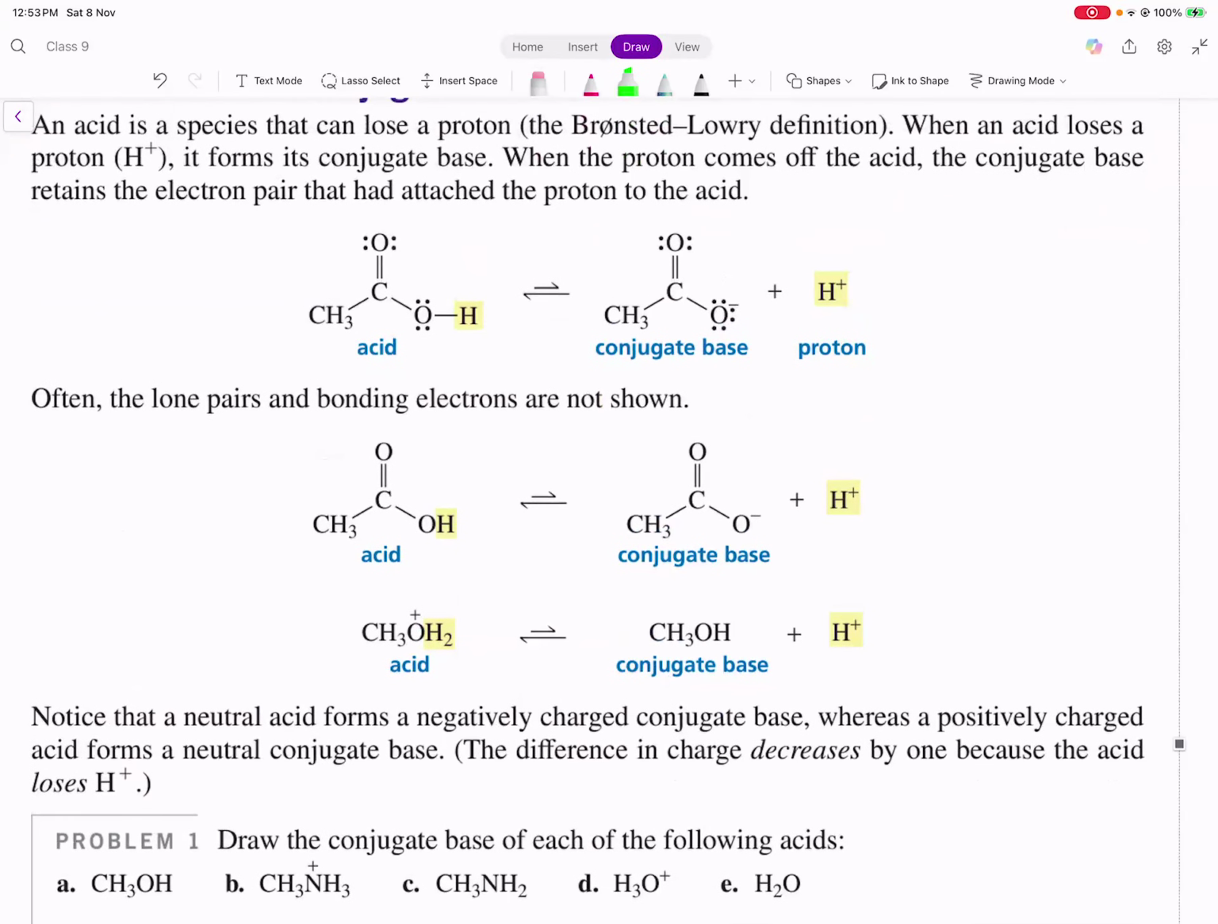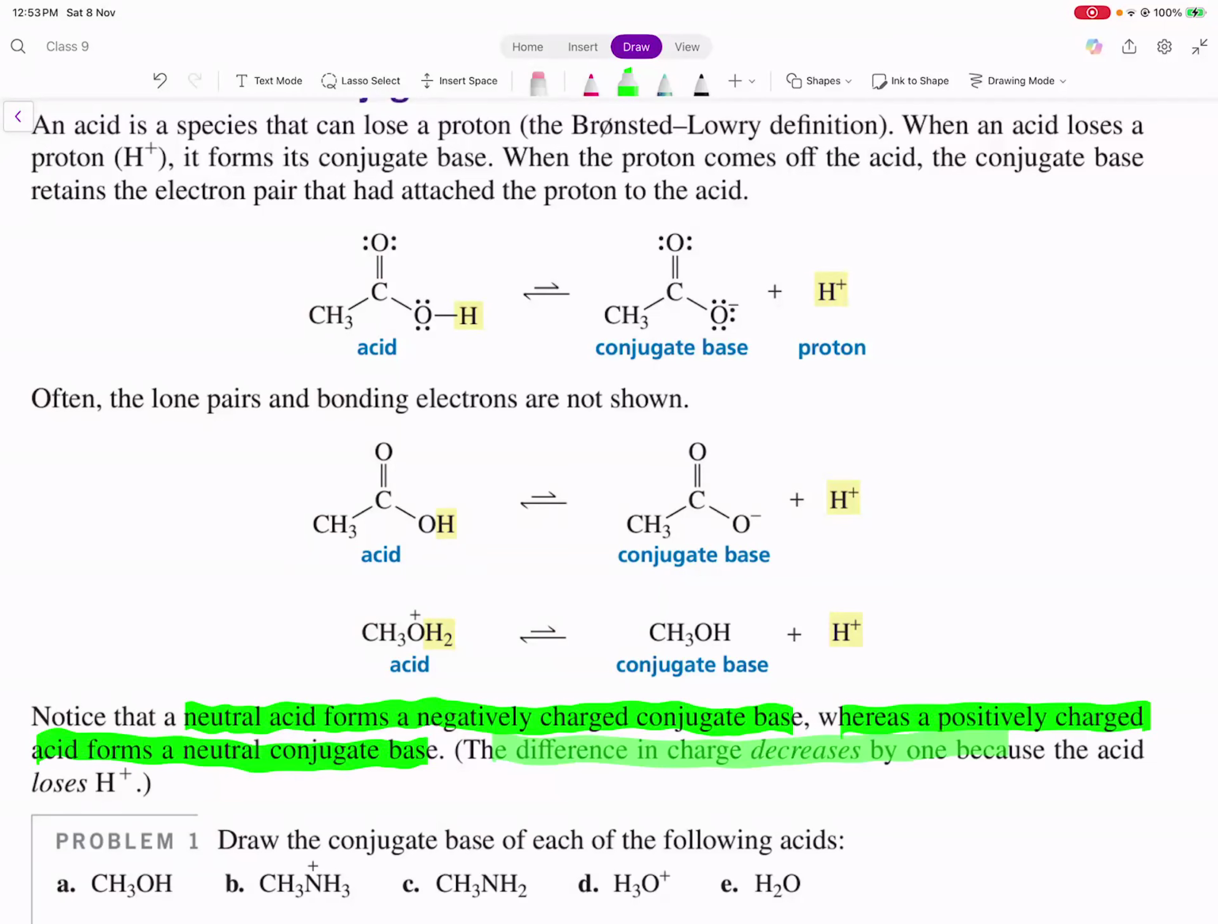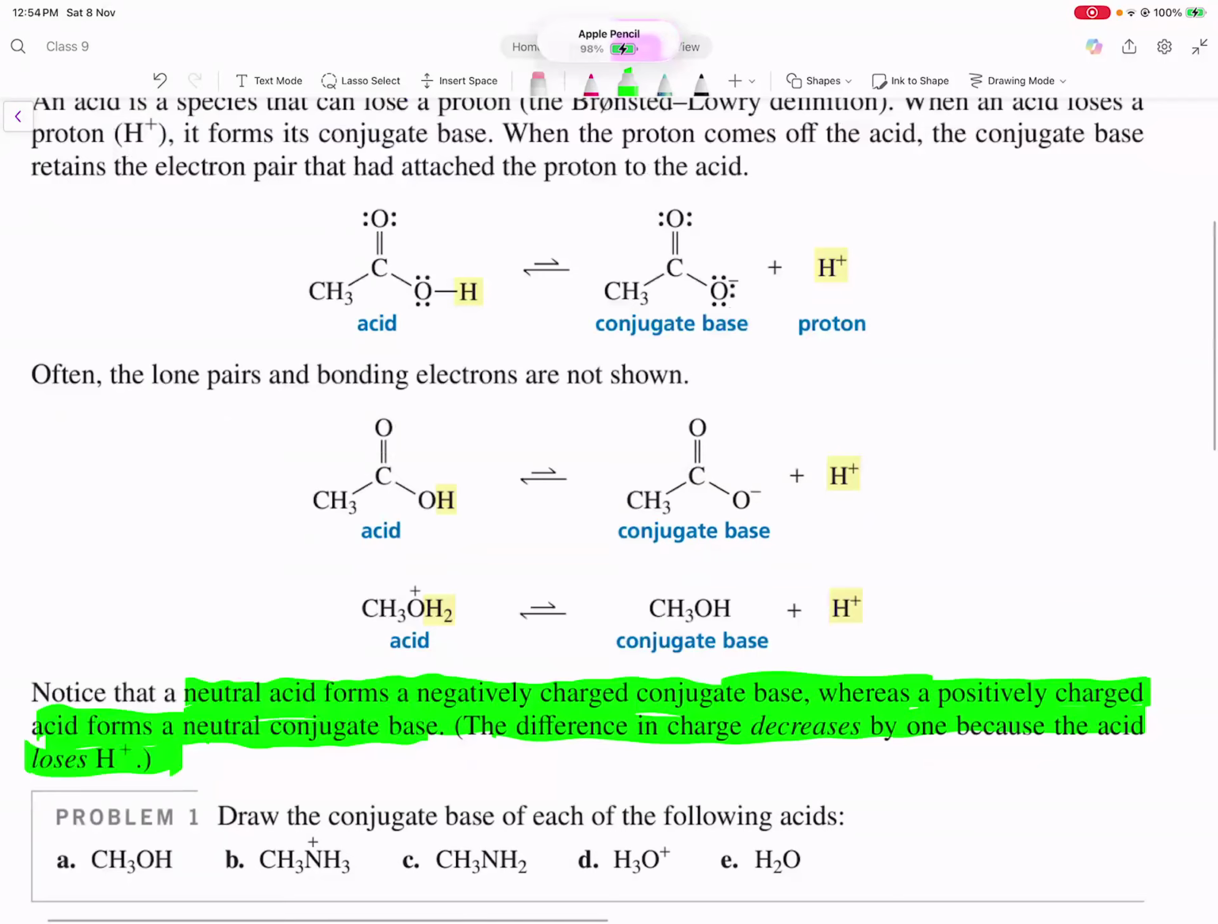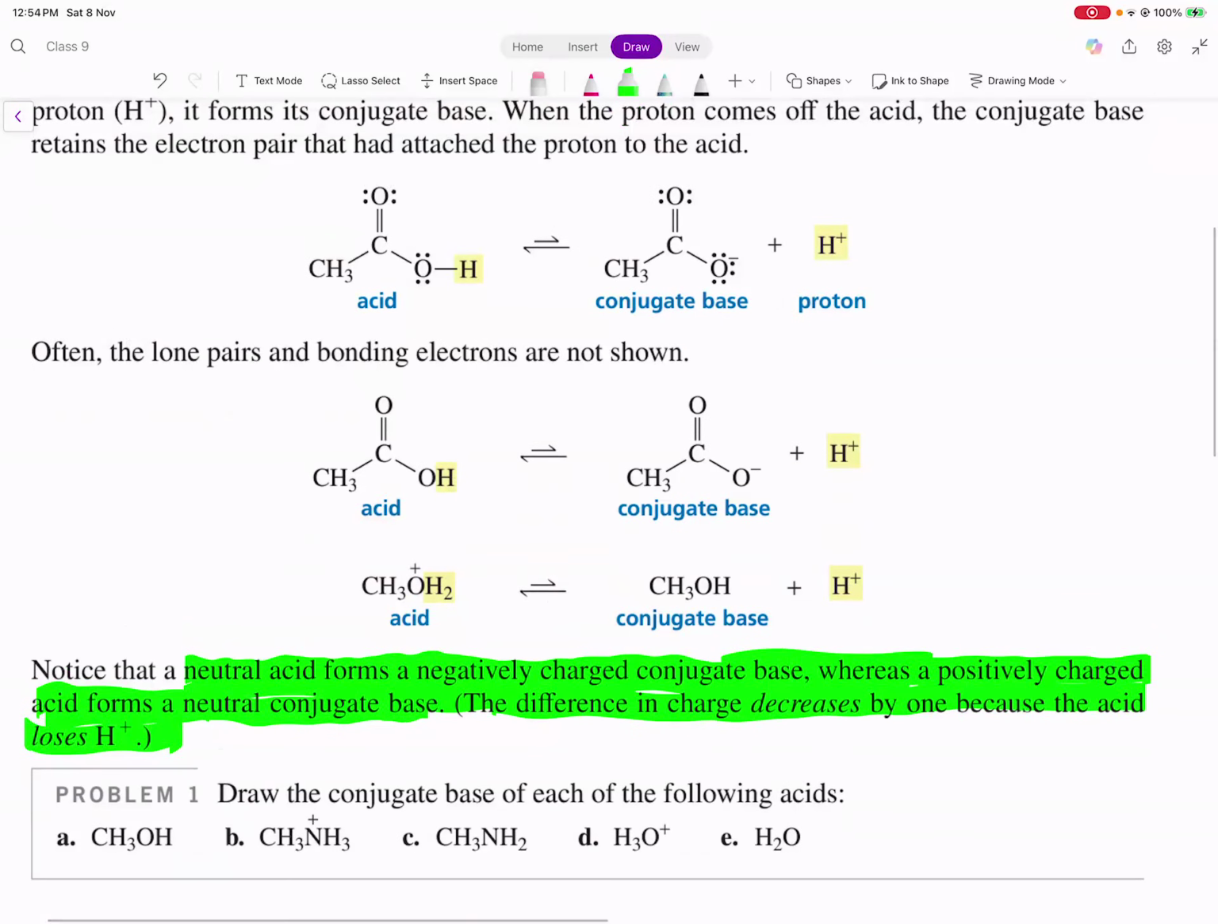Notice that a neutral acid forms a negatively charged conjugate base, whereas the positively charged acid forms a neutral conjugate base. The difference in charge decreases by 1 because the acid loses H plus. This is the important part. See how they are doing acid, conjugate base, acid, conjugate base. Now you have to draw the conjugate base for the following acids.